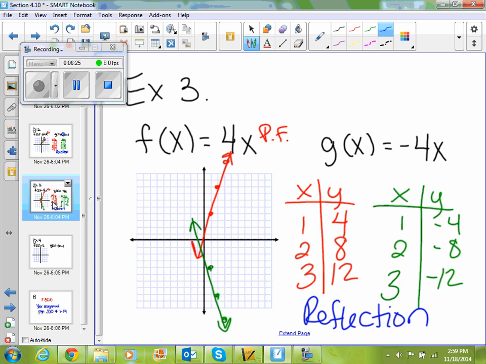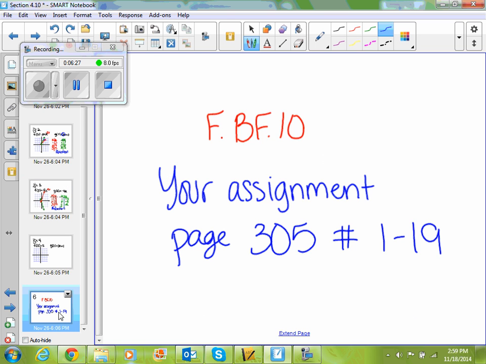When you're flipping it, it's a reflection. Yeah, it looks exactly like it. Perfect, exactly. So that's what you guys are doing today. Work on 305, 1 through 19.